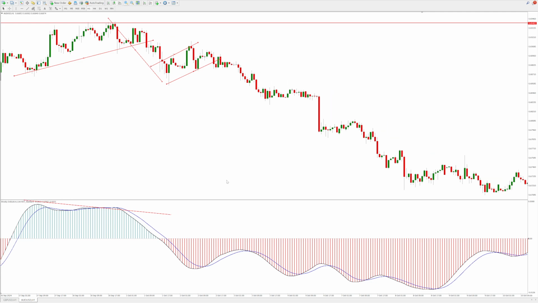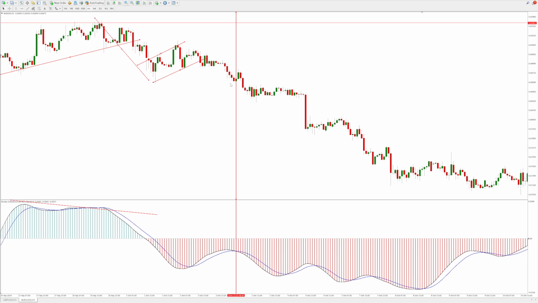Now back to the oscillator. It also shows us the pullback with the price rising here, crossing above this blue line. So we're going to wait for price to cross below this blue line. Okay, and that could be an entry point there into this trend.